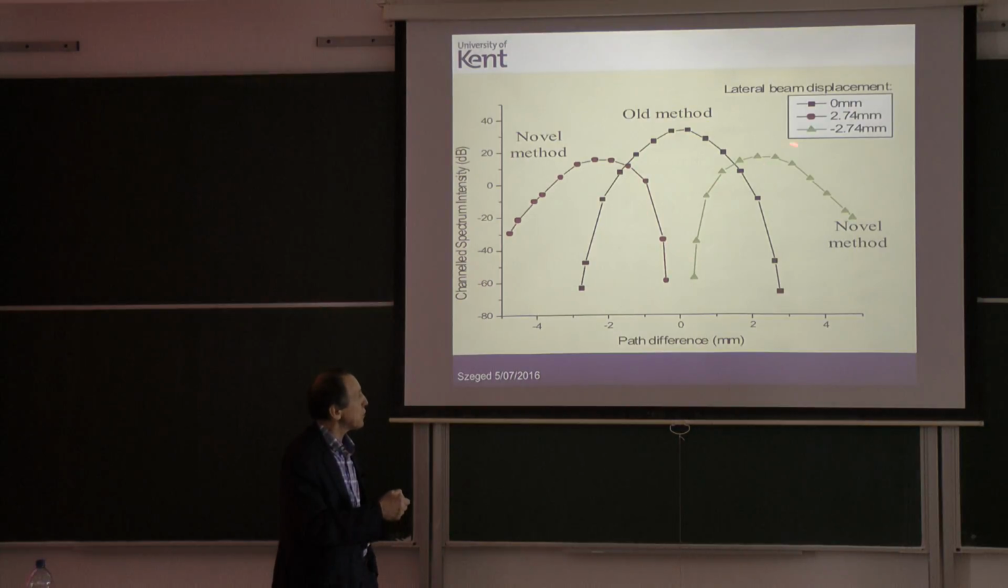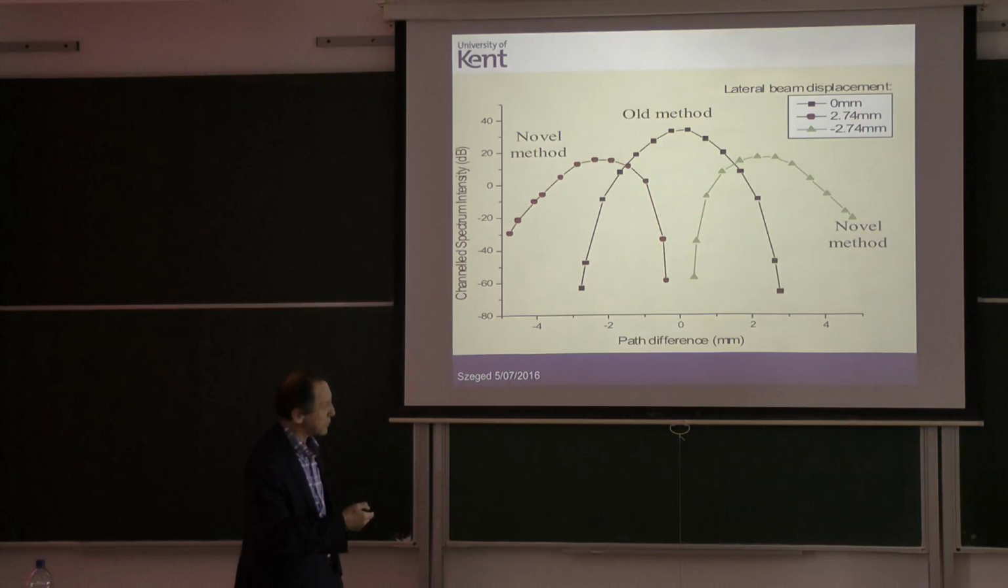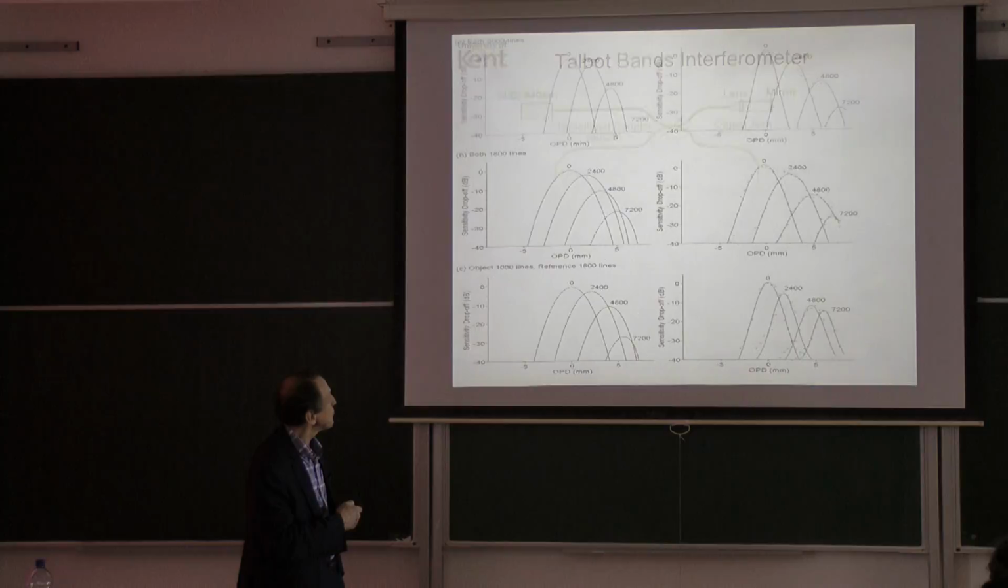While with Talbot bands, you have this curve or this curve, i.e. practically all this length in between is moved to the right or moved to the left. So there are no mirror terms here, while there are mirror terms with the old method.